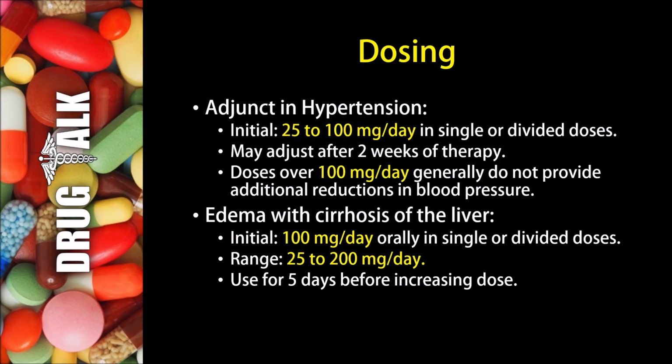If treating edema associated with cirrhosis of the liver, the initial dose may be 100 milligrams per day, orally in a single or divided dose. The range would typically be 25 to 100 milligrams per day, and use for 5 days is recommended before increasing the dose.